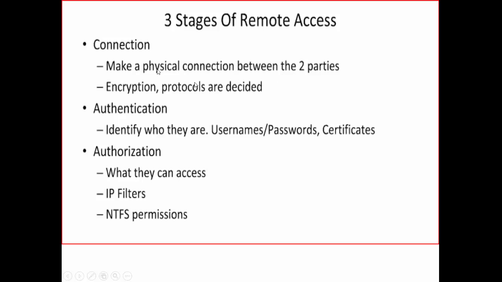The three stages of remote access are connection, authentication, and authorization. First you make the connection. For that, you decide what kind of encryption, what level of encryption you're using. Protocols are decided on both sides. Suppose one side is using high level protocols and the other side is not, then there could be a problem. Maybe on the company side you decide that whoever wants to connect has to use PPTP or another protocol. If the other side is not using that, they cannot connect.